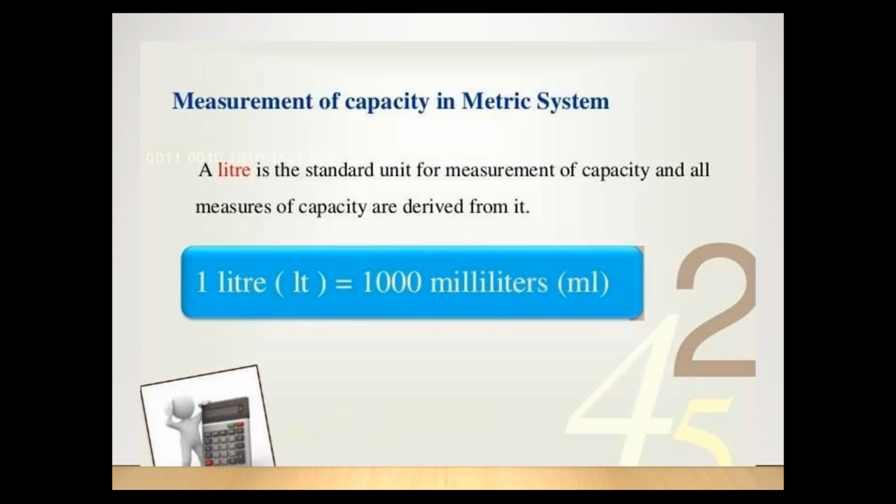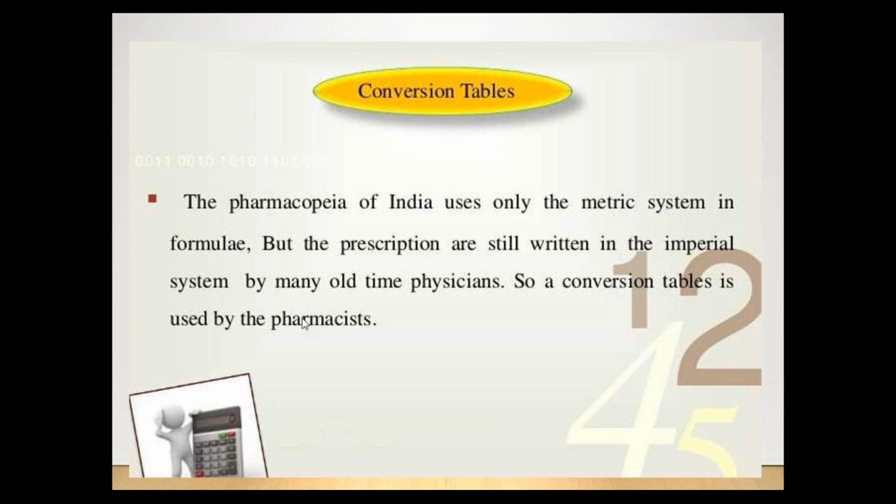So next is the measurement of capacity. Whatever we studied previously was the measurement of weights, where kg was the standard unit. Under measurement of capacity, it is the liter. Liter is the standard unit, and you will get all other capacities from this liter. So 1 liter is equal to 1000 ml. Everybody knows this.